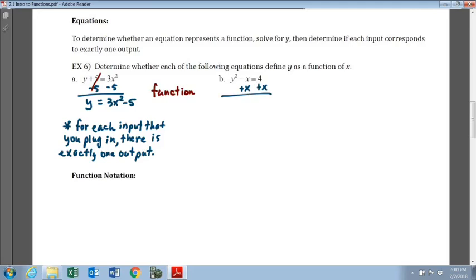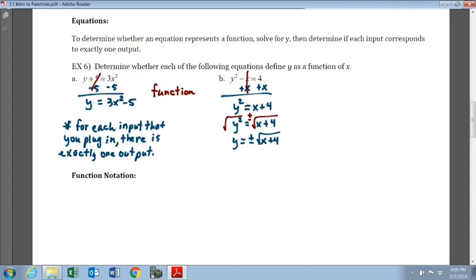Let's look at B. So I want to get rid of the x first. We're going to get y squared equals x plus 4. And remember, if I want to get rid of that square, the 2 there, I've got to do the opposite of squaring, which is taking a square root. So we're going to take the square root of each side. You've got to remember to do that plus or minus thing. So you're going to get y is equal to plus or minus the square root of x plus 4.